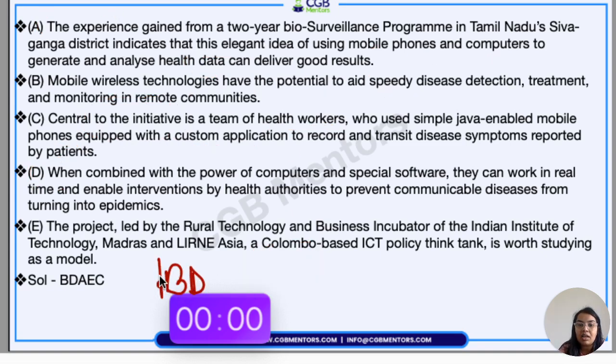So B and D, they come together. We are talking about merging mobile technologies with the power of computers, etc. Then E says the project led by them is worth studying as a model.